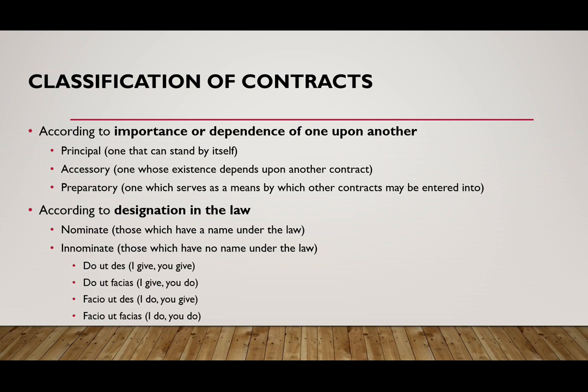Now, next is according to designation in the law. First is nominate, those which have a name under the law. Gaya ng sabi ko, marriage, according to the Family Code, Article 1, it is a special contract. May pangalan siya. Binigyan siya ng pangalan ng batas. Next is yung innominate, those which have no name under the law. So, si do ut des, do ut facias, facio ut des, at si facio ut facias. So, ito yung mga contract na wala siyang specific name or a name for it was not provided by the law.